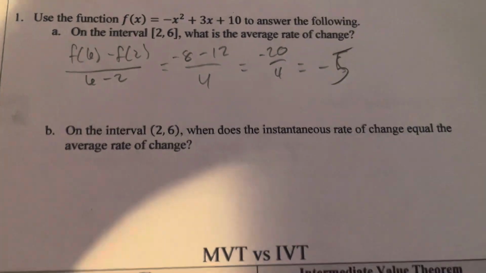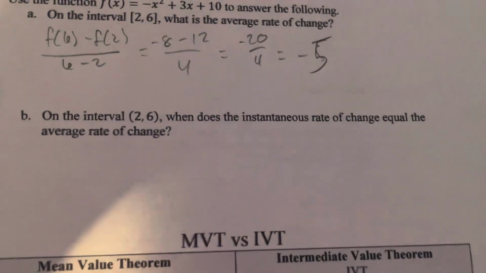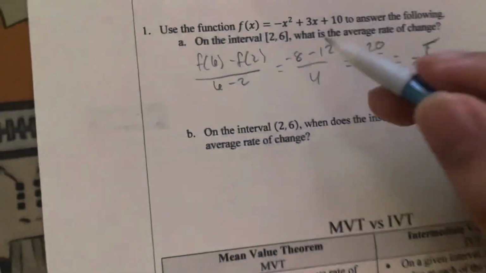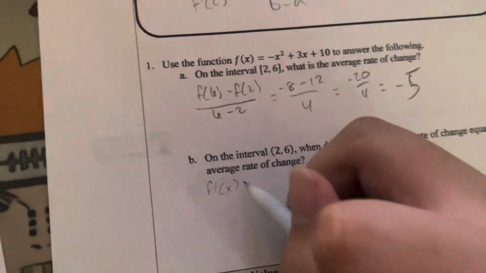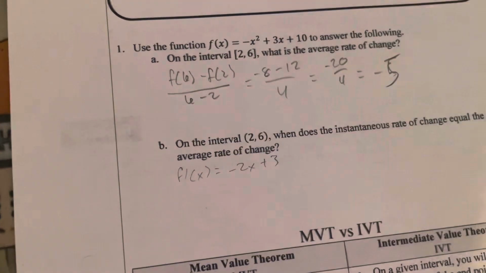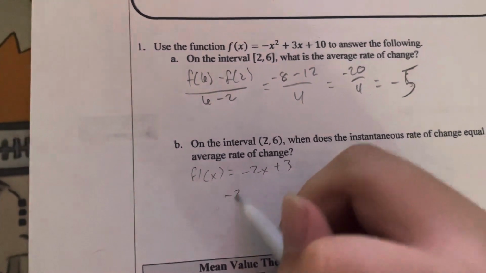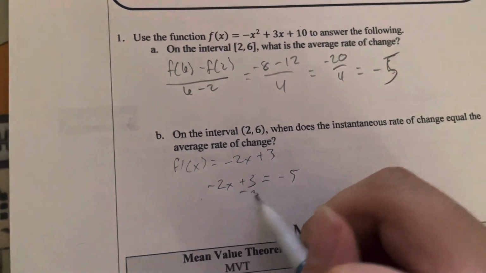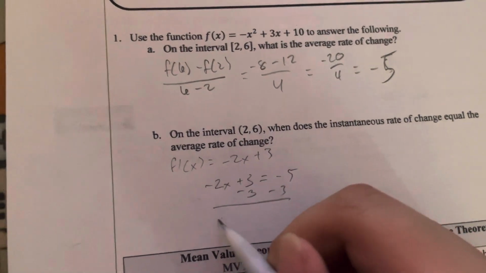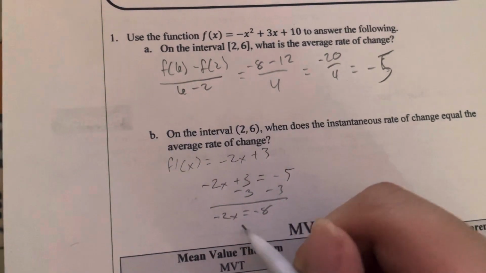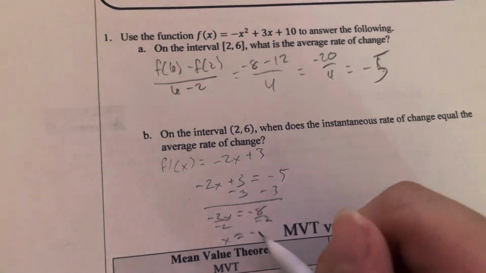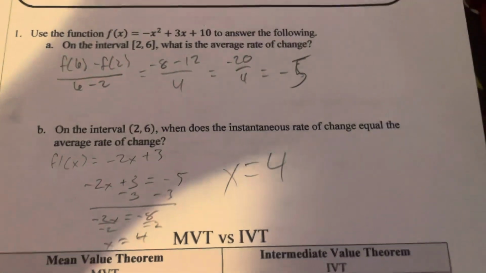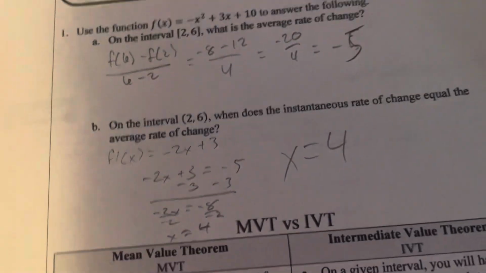B, on the interval 2 to 6, when does the instantaneous rate of change equal the average rate of change? First, we have to find the derivative of the formula. So f prime of x equals negative 2x plus 3. Now, we set the derivative equal to negative 5. Solve for x. And that will be x equals 4. So now we know that the instantaneous rate of change equals the average rate of change when x equals 4.